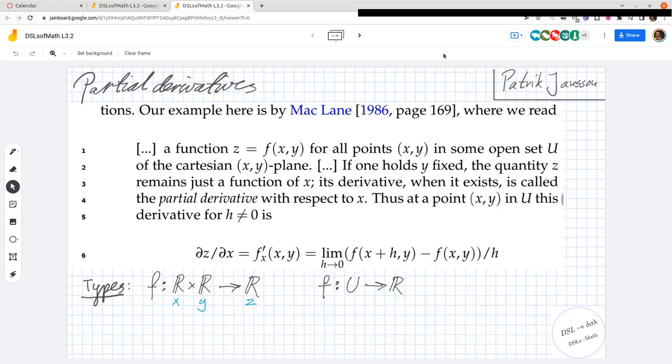So they say, this first part is basically defining the notation. It's a partial derivative, and this little delta thing is sometimes pronounced del and sometimes partial. So del z over del x, that's this expression. It's given another name, which is f prime x of x and y. And then it's defined to be this limit expression.